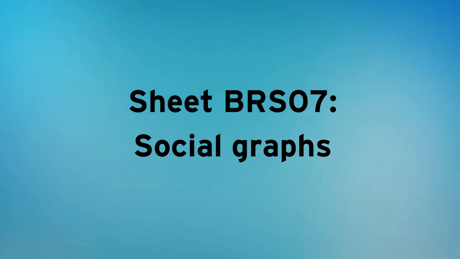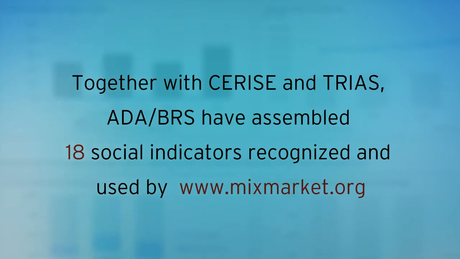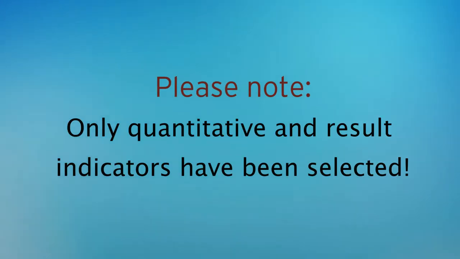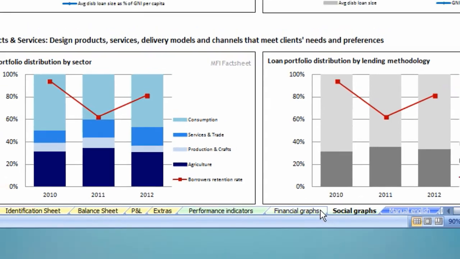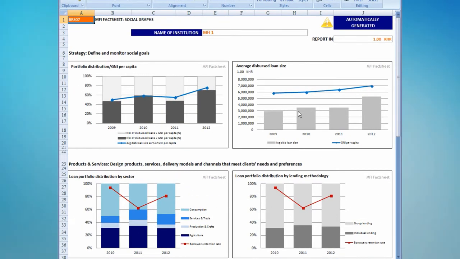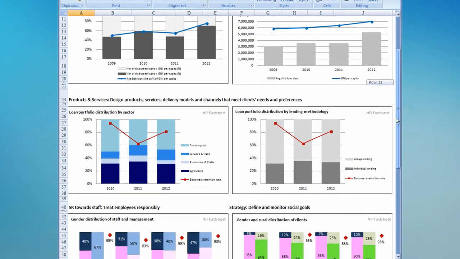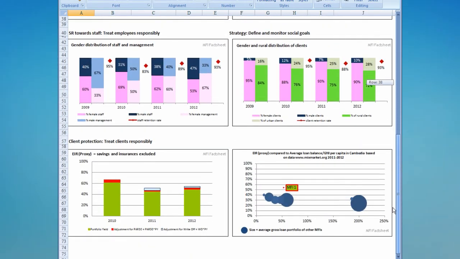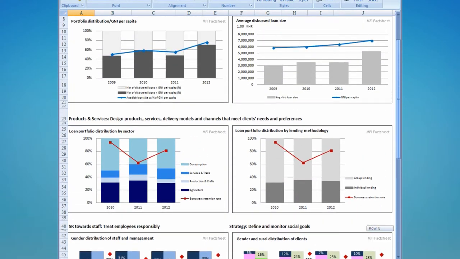Sheet BRS 07, social graphs. Together with Cerise and Trias, ADA BRS have assembled 18 social indicators already recognized and used by the MIX and the microfinance rating agencies, to name but a few. Please note only quantitative and result indicators have been selected. This sheet automatically generates a full set of graphs in a one-page report. These graphs provide the user with a visual representation of 8 critical aspects of an MFI. They are based on one or a combination of several ratios.